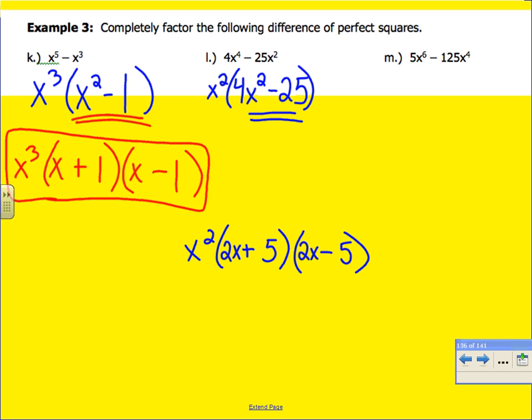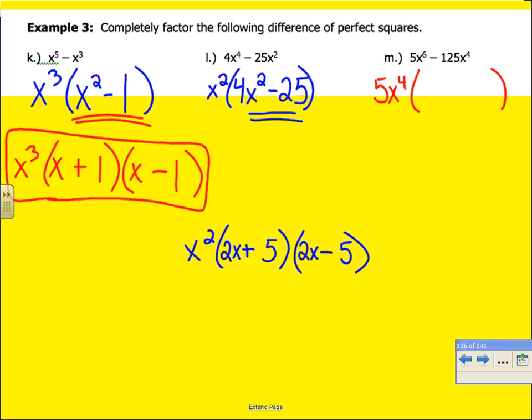Okay, let's do letter M. Letter M is a binomial. It is a subtraction problem, but both terms are not perfect squares in this one. So you definitely know that you need to take out a GCF first. The greatest common factor in this problem is we can take a 5 from each term. We can also take 4 x's from each term.